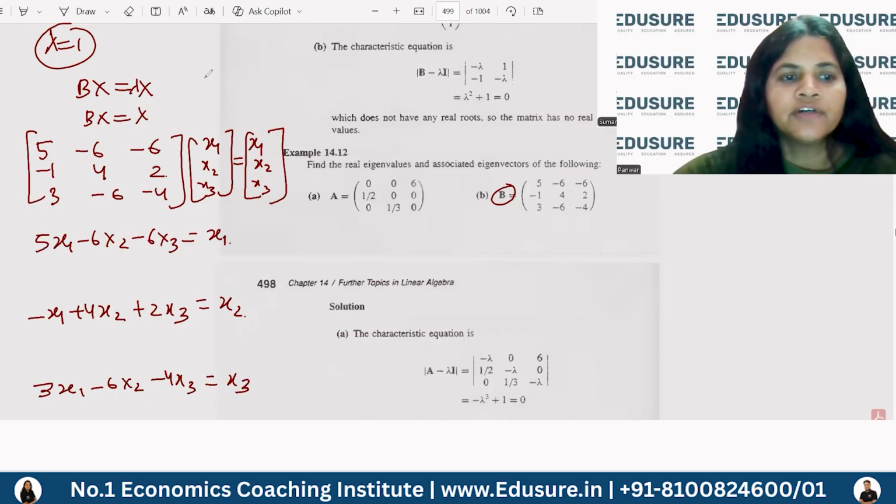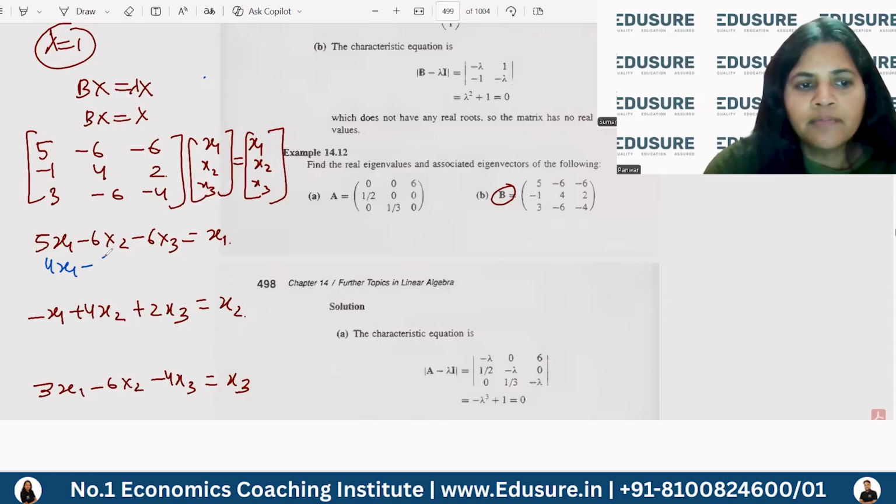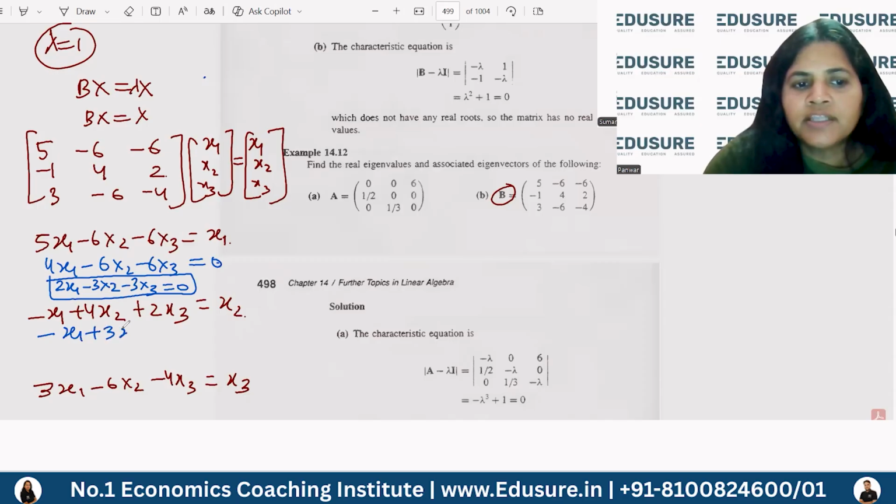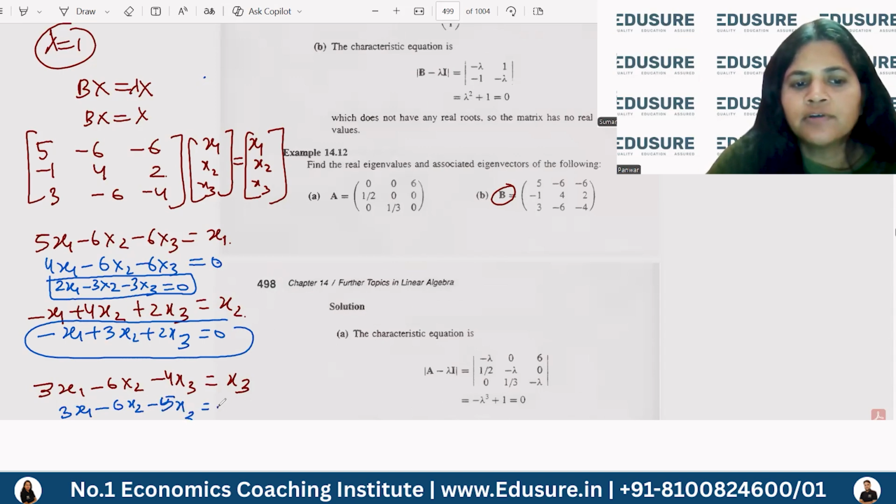So let's write the first equation. It is 4x1 minus 6x2 minus 6x3 is equal to 0. So that is 2x1 minus 3x2 minus 3x3 is equal to 0. This is the first equation. In the second one, it is minus x1 plus 3x2 plus 2x3 is equal to 0. And in this one, 3x1 minus 6x2 minus 5x3 is equal to 0.